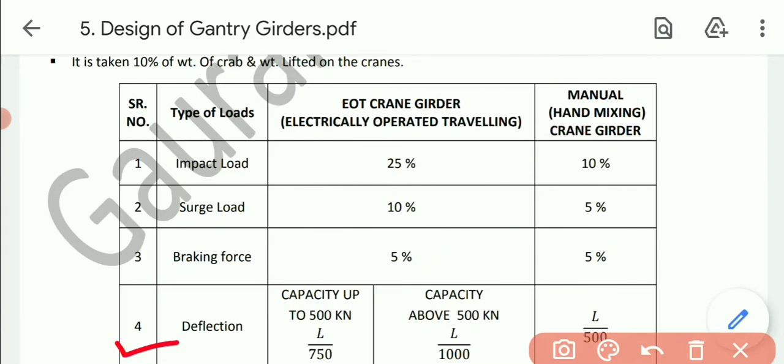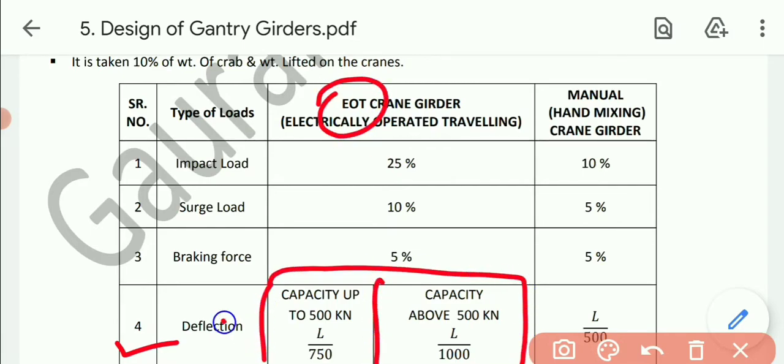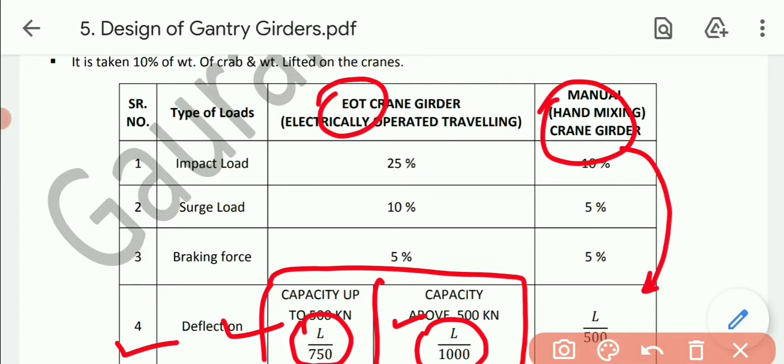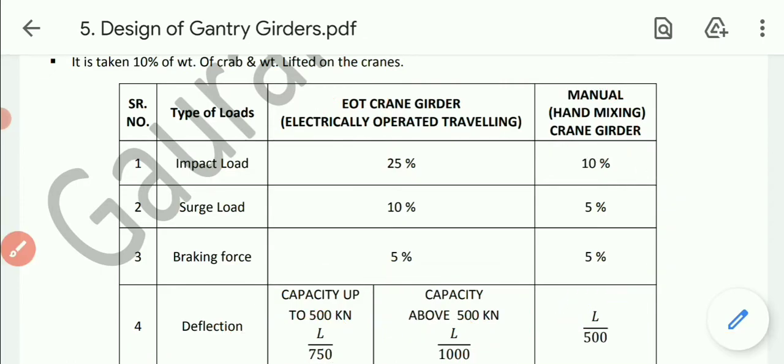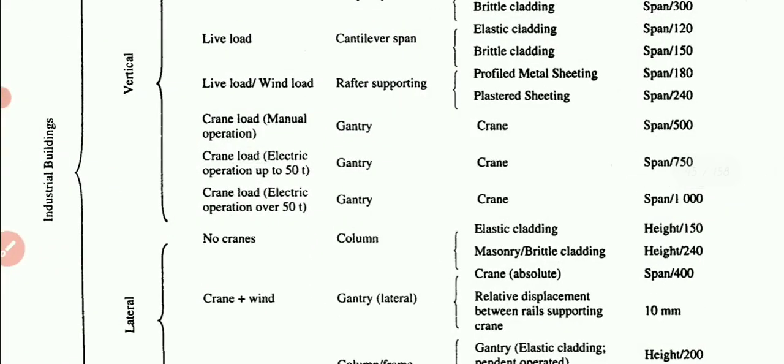Talking about the deflection criteria for the EOT crane girder, it is given in the code IS 800. For capacity up to 500 kilonewton it is taken as L by 750. For capacity above 500 kilonewton it is taken as L by 1000. And for hand operated, or manual, it is taken as L by 500. This is given in the code. Let me show you. Table number 6, page number 31. Over here the criteria is given.